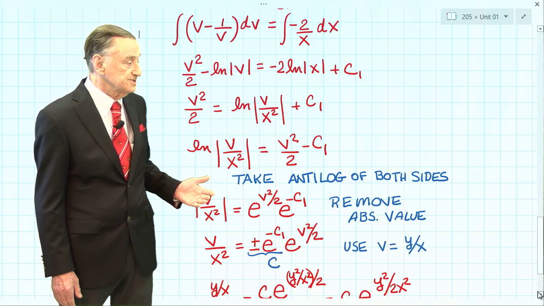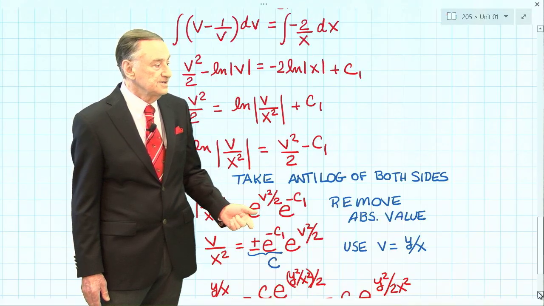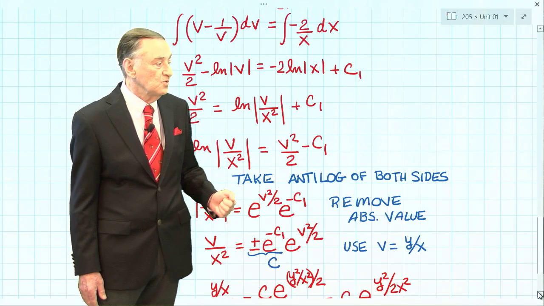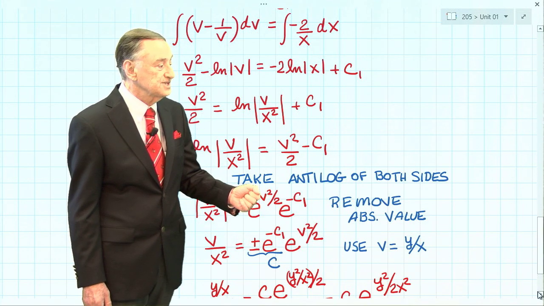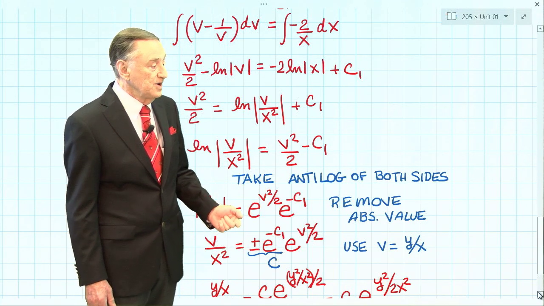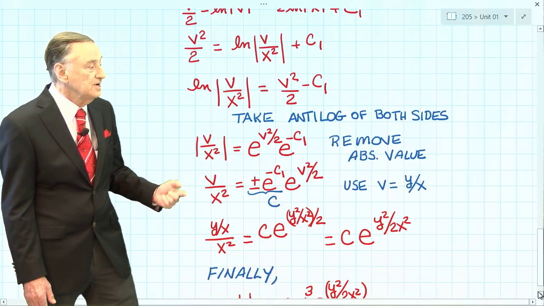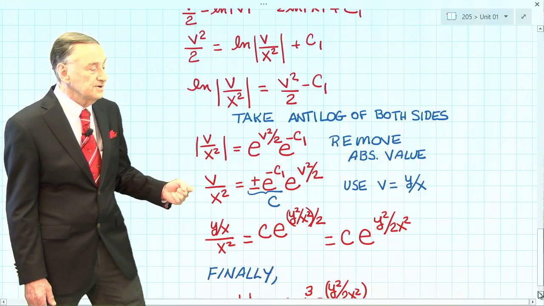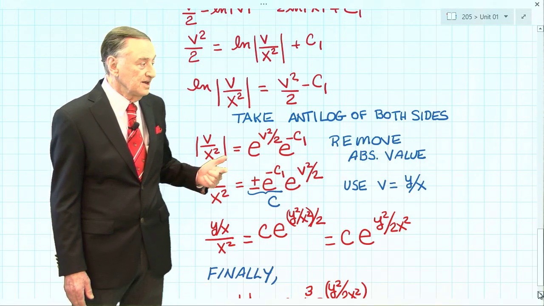Now we're going to exponentiate: e to the log to the base e of the magnitude of v over x squared is just the magnitude of v over x squared, and we get e to the v squared over 2 times e to the minus c1. We take this e to the minus c1, we're going to replace it with a c, and we put a plus or minus in here because that will take care of the absolute value. So we simply get v over x squared is equal to a constant e to the v squared over 2.